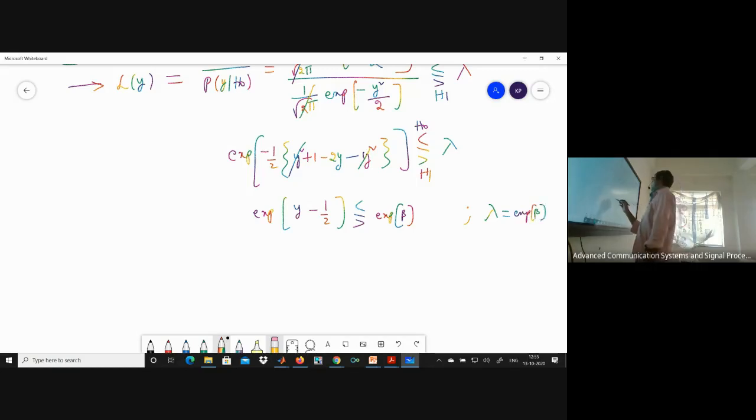So this implies y is equal to beta plus 1, which is equal to natural logarithm of lambda plus 1. This is the expression that we are going to have.